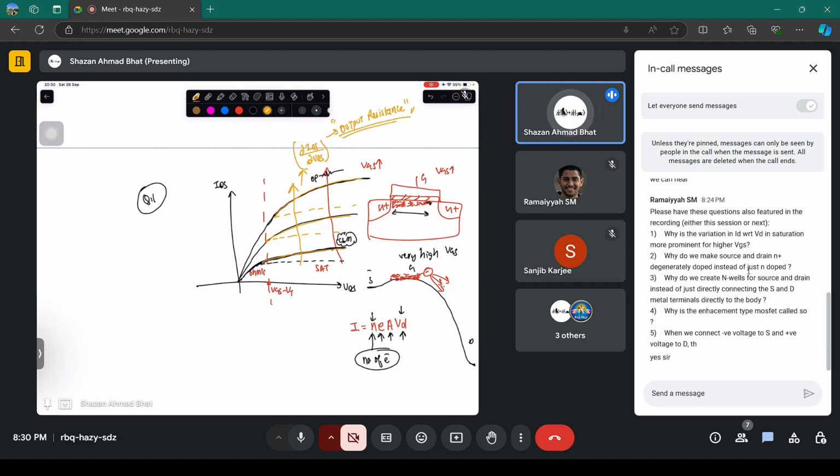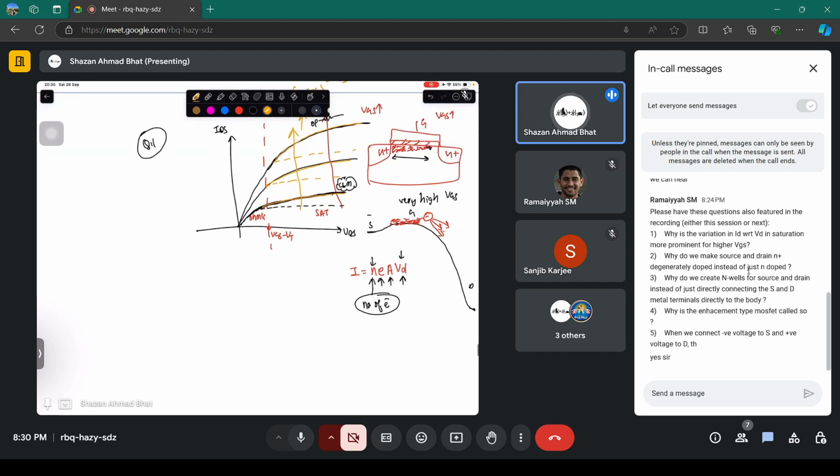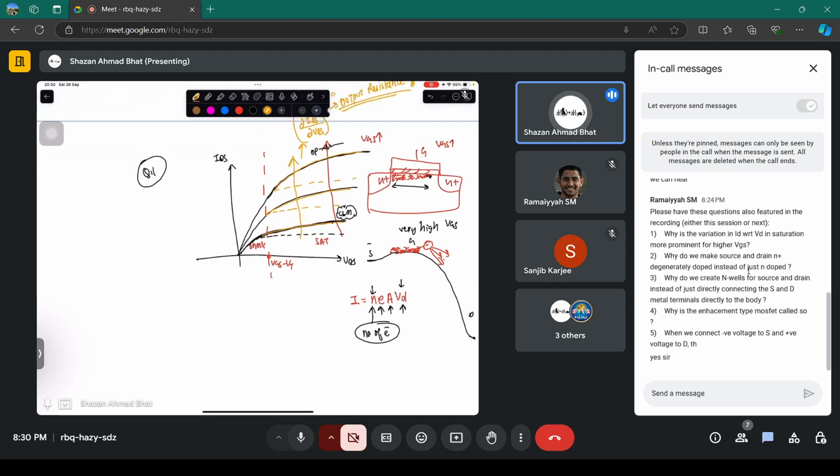But to the first order approximation, when we initially talk about it, we don't talk about these effects because of the output resistance. We usually consider that it goes up, then it saturates. But yes, you are absolutely right, because of channel length modulation, it will take place.